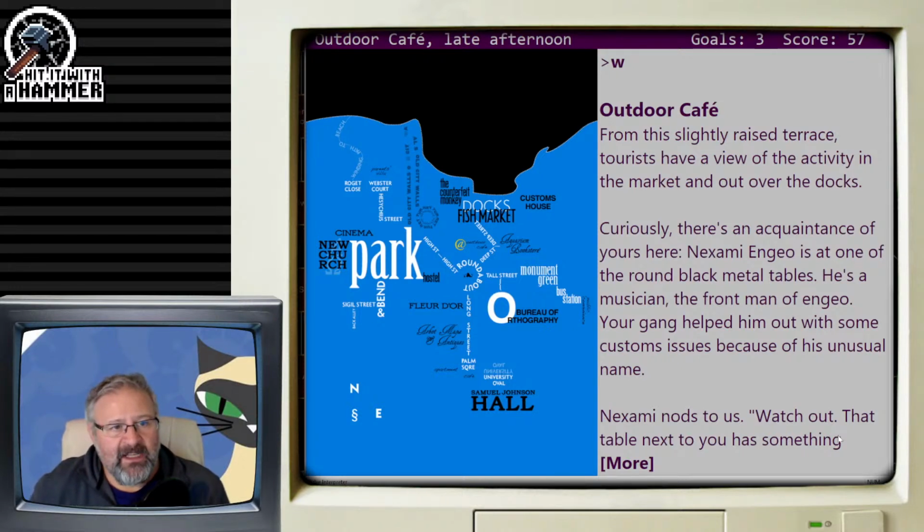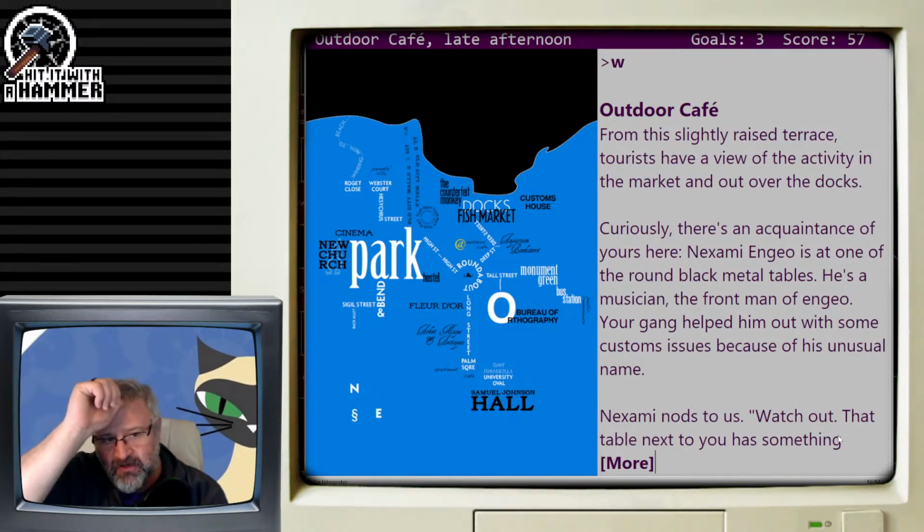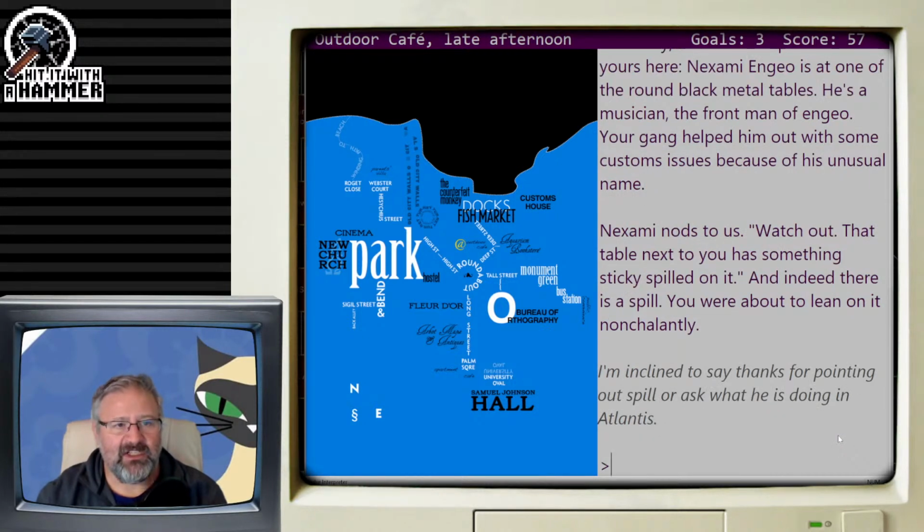Outdoor cafe. From this slightly raised terrace, tourists have a view of the activity in the market and out over the docks. Curiously, there's an acquaintance of yours here. Nexami Ngio is at one of the round black metal tables. He's a musician, the front man of NGO. Your gang helped him out with some customs issues because of his unusual name. Nexami nods to us. Watch out, that table next to you has something sticky spilled on it. And indeed, there is a spill. You're about to lean on it nonchalantly.